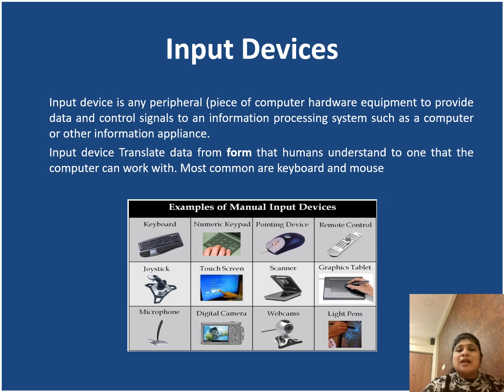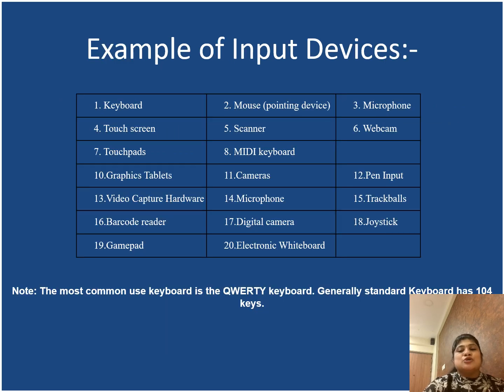An input device is a peripheral piece of computer hardware equipment used to provide data and control signals to an information processing system such as a computer or other information appliance. Input devices translate data from a form that humans understand to one that the computer can work with. The most common are the keyboard and mouse, which we use in every sector. Examples of input devices: I highlight one chart of them.